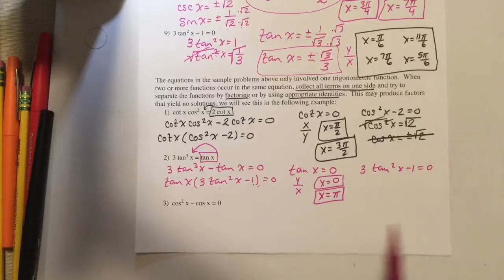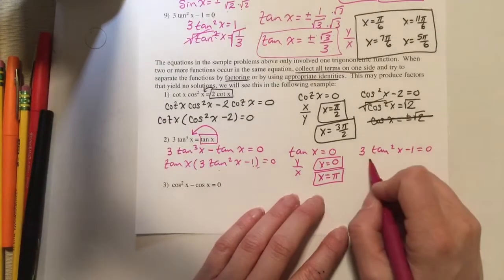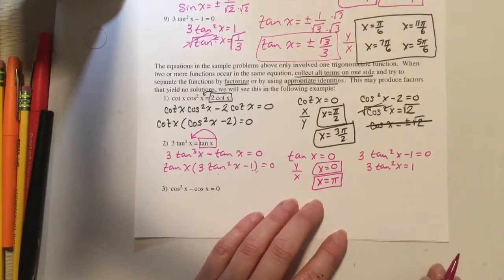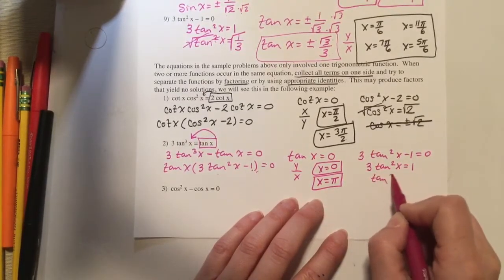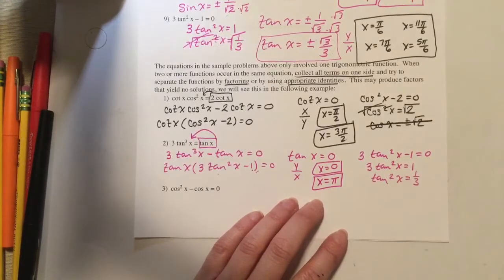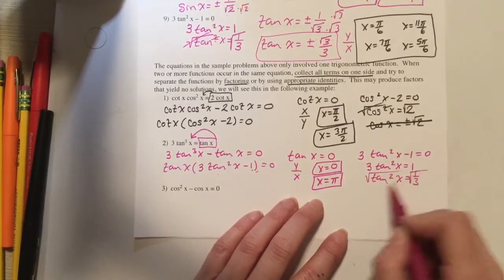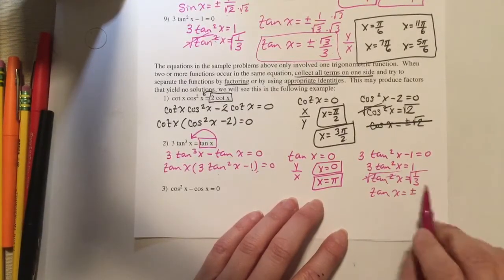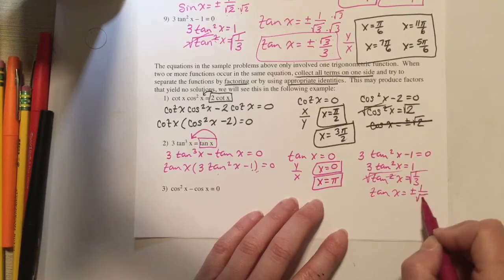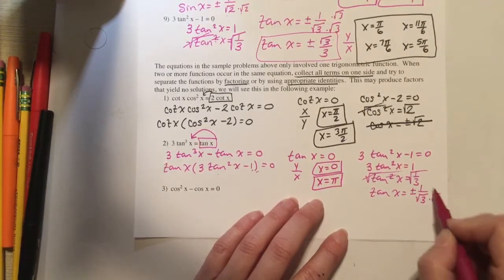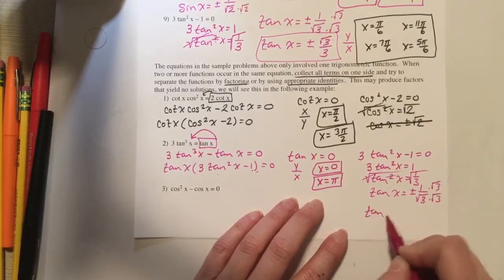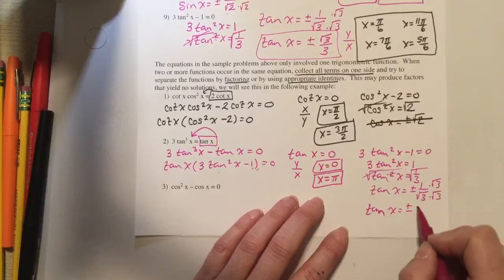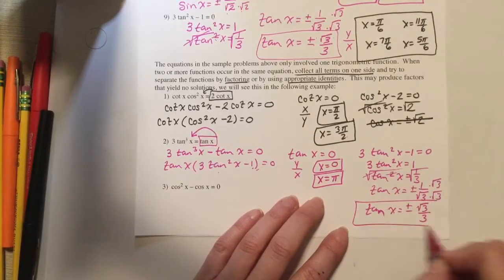Okay, now let's go to the next one. If I add 1, 3 times tangent squared of x equals 1. Divide by 3. Tangent squared of x equals 1/3. Take the square root of each side. So tangent of x equals plus or minus. The square root of 1 is 1. Square root of 3 is a square root of 3. Rationalize the denominator. So now you need to find tangent of x. Where is y divided by x equal to a square root of 3 over 3?